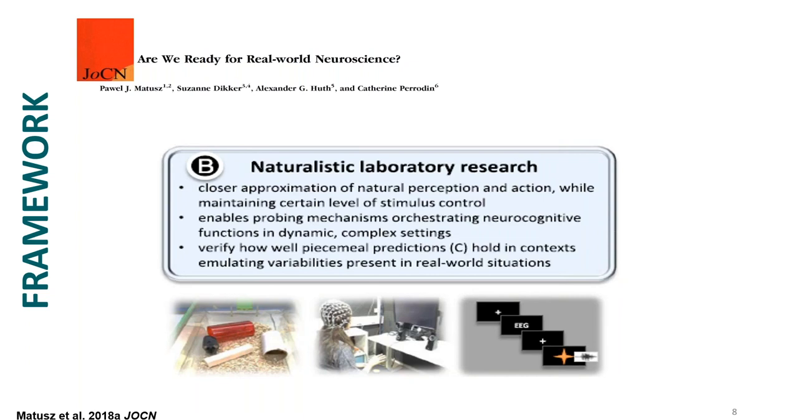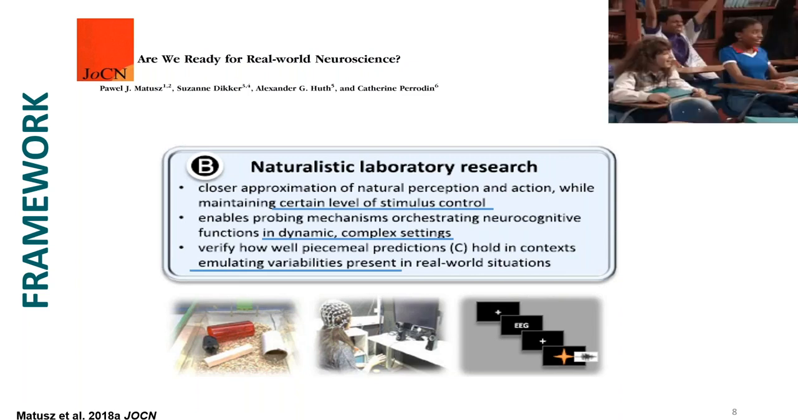And this is called naturalistic laboratory research, which offers a close approximation of natural perception and action. While it still gives us a certain level of stimulus control, it helps us to probe mechanisms that give rise to neurocognitive functions in more dynamic and complex settings, and also allows us to test those piecemeal predictions developed in the laboratory by emulating the variabilities that are present in real-world environments, such as in the classroom.